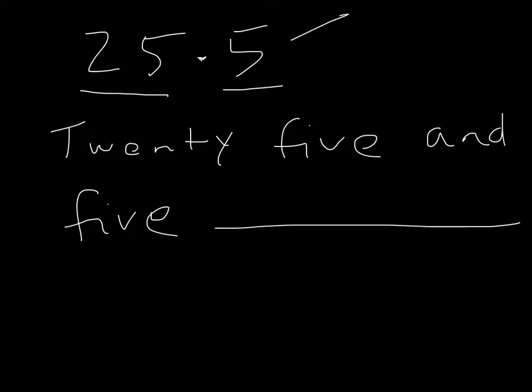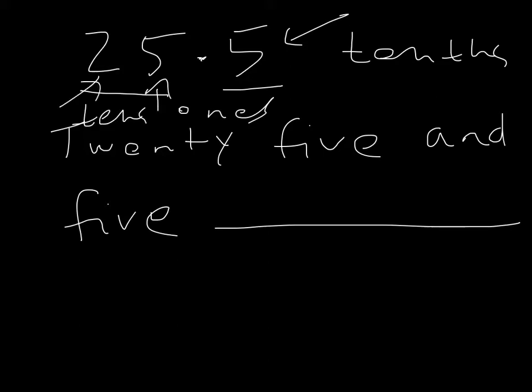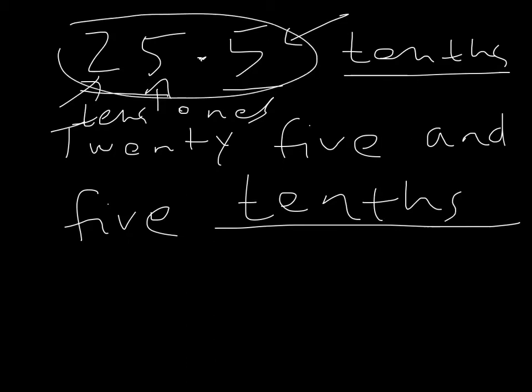Now we know from our previous lesson, placeholders and decimal points, that this is tenths. If you remember, this was ones, this was tens, and this would be tenths because this comes after the decimal point. So you say 25 and 5 tenths. That's how you say this number here. All right, let's look at one more example, very quickly here. Let me first delete this for you.